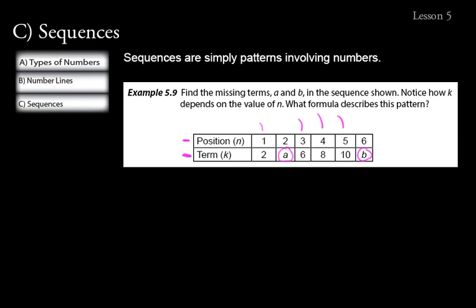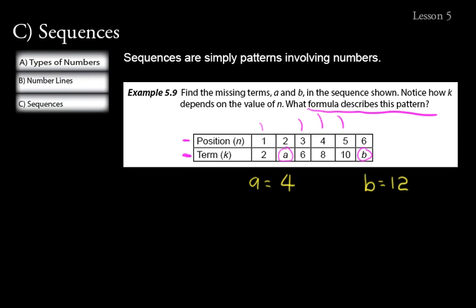So think about that. 6, 8, 10, 12, right? B must be 12. If we keep that pattern going from the beginning, 2, 4, 6, 8, 10, 12. A must be 4. When the position is 2, the term is 4. Okay? So then it says what formula? We've partially answered this question. It's asking now what formula describes this pattern. So there's two questions here we need to answer.